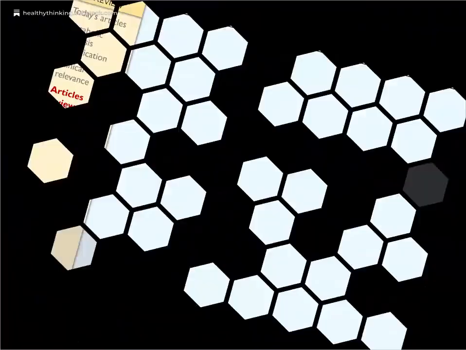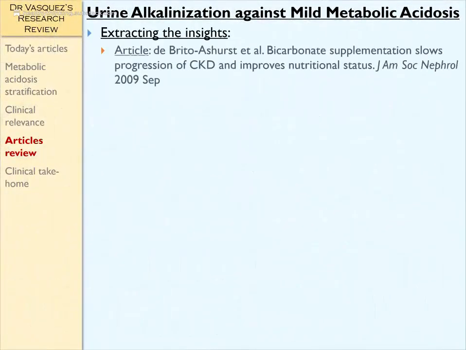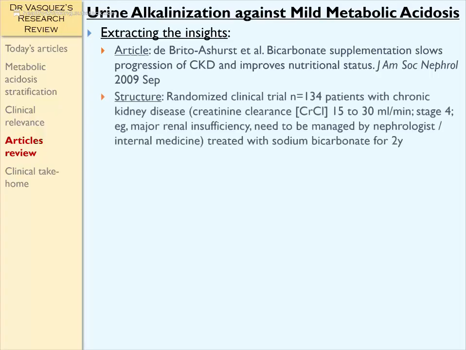The next article is titled, Bicarbonate Supplementation Slows Progression of Chronic Kidney Disease and improves nutritional status. You can see this was published again in the Journal of the American Society of Nephrology, 2009. This is a randomized clinical trial involving 134 patients with chronic kidney disease with a creatinine clearance of between 15 and 30 milliliters per minute. So this is pretty major kidney disease at this level. This is stage 4 kidney disease.